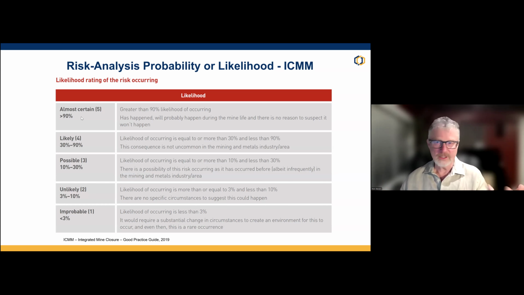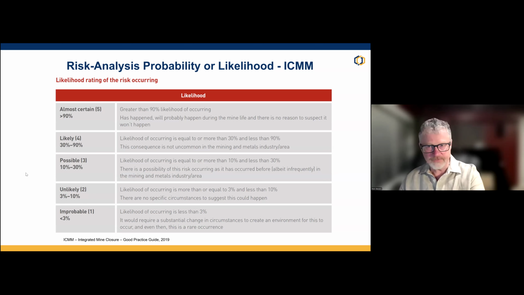But you can see, let's just take a look. If we're trying to understand likelihood or probability, what does likely mean? They're putting likely means a 30 to 90% chance that it's going to occur. So likelihood of occurring is equal or more than 30% and less than 90%. The consequence is not uncommon in the mining and metals industry. Then if we went to almost certain, we would say it's greater than 90% likelihood of occurring, has happened, will probably happen during the mine life, and there's no reason to suspect it won't happen. So these phrases are there to help you understand the probability of that hazard so that you can assess it on the matrix.